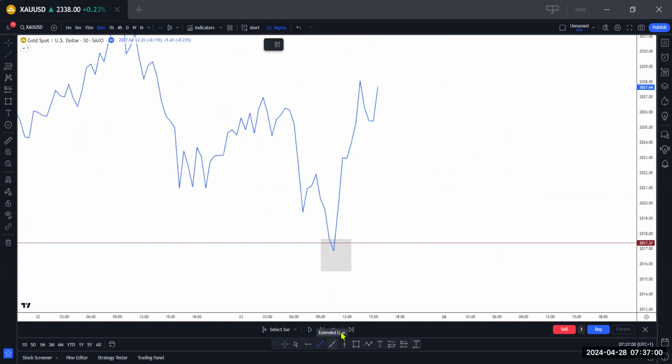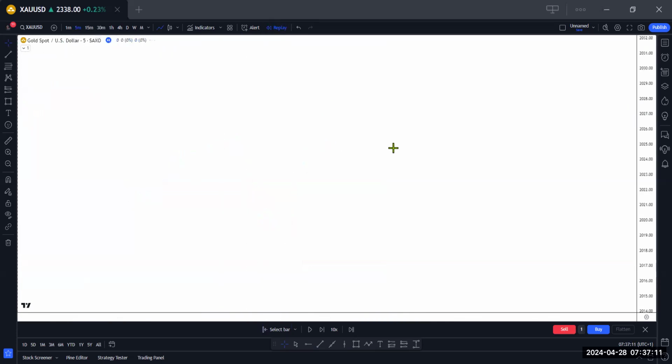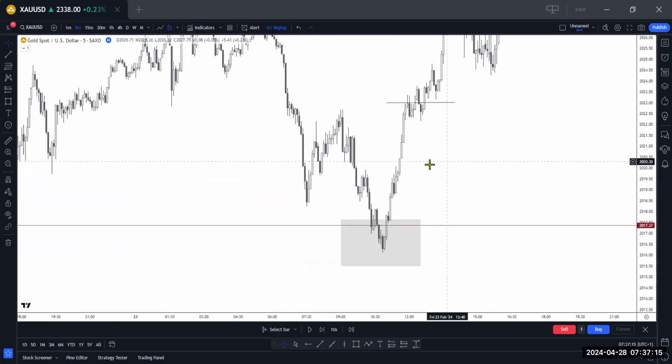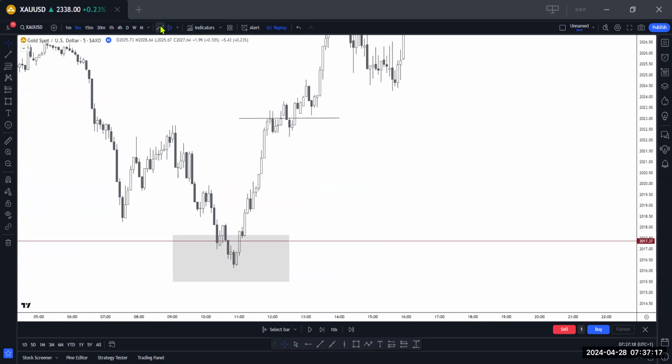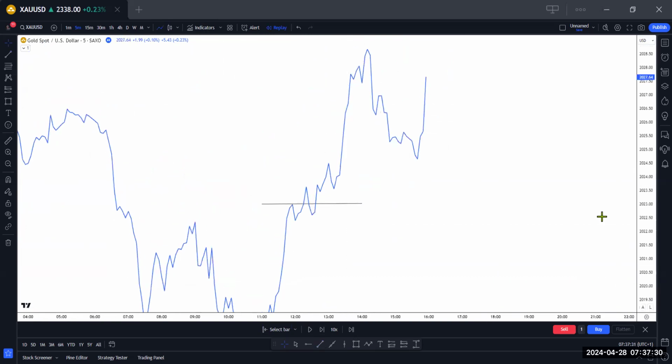Okay, so our first breakout, this level, is that an MSU? No MSU, okay? No MSU. Let's see M5 now. So on the M5, where's our first breakout? This level, pump. Second breakout, this level, pump. Any MSU? No MSU.